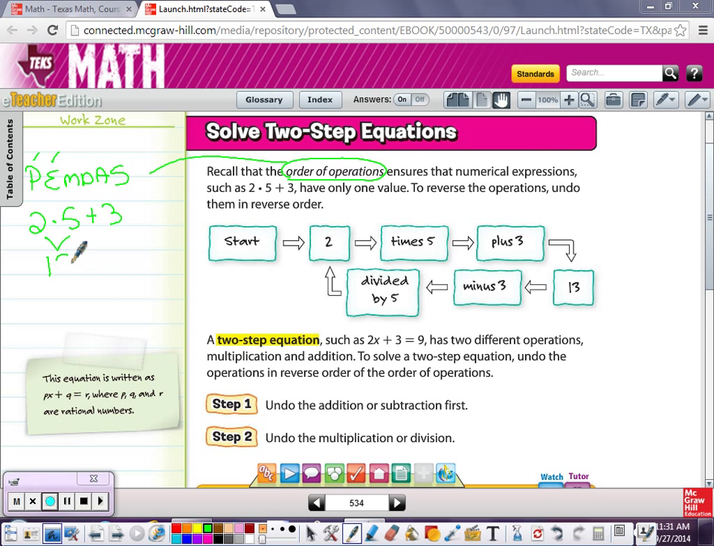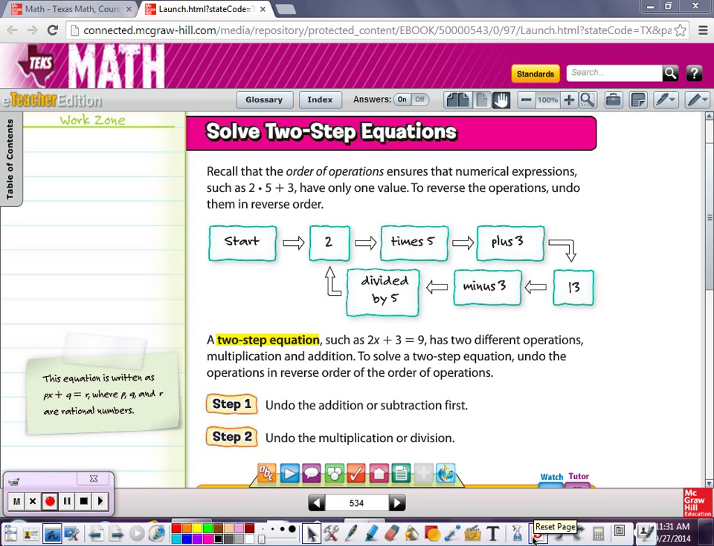So 2 times 5 is 10. And then we add or subtract, depending on which we see first from left to right. And we have 10 plus 3, which is 13. So it's basically just a set of rules on how to get an answer when you have more than one thing happening in an equation. But now, since we're doing basically algebra, we're going to be working with it in a different way.